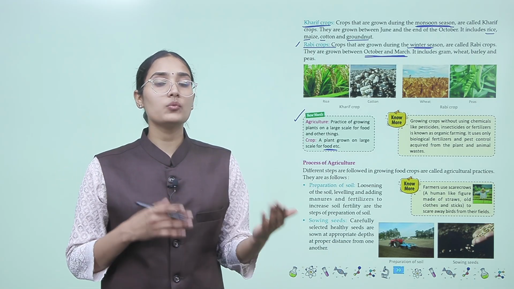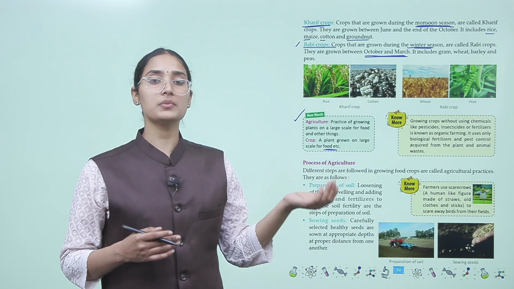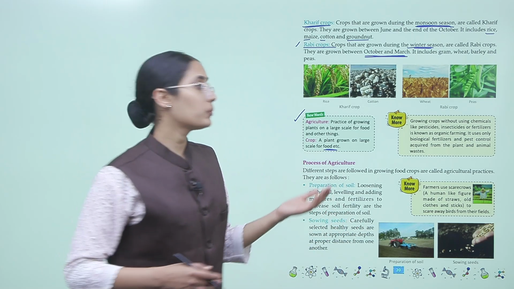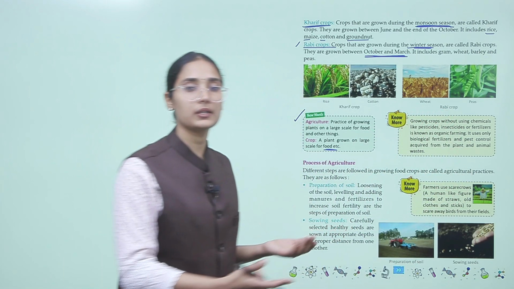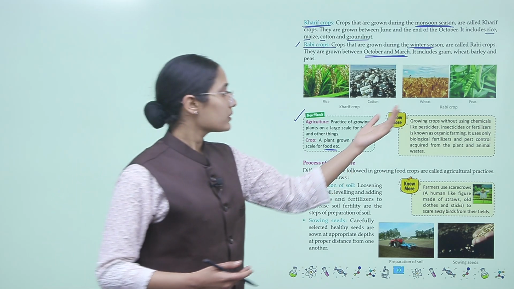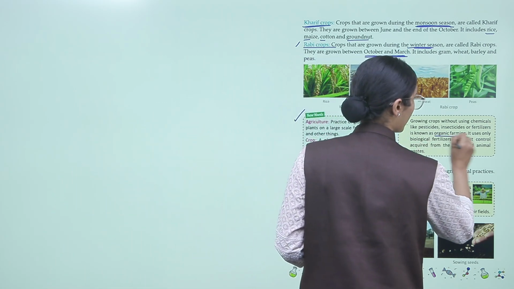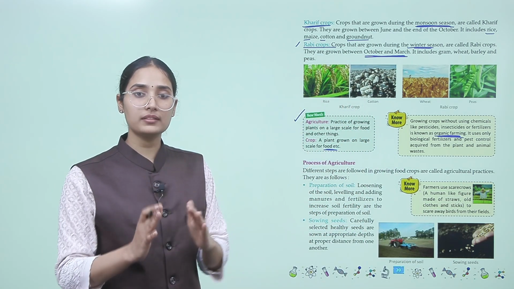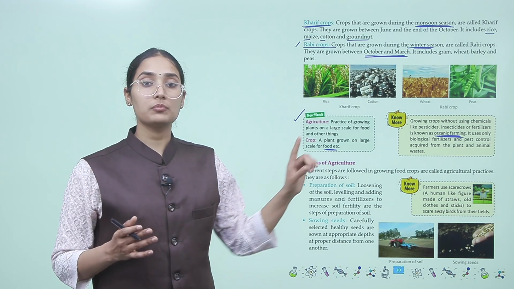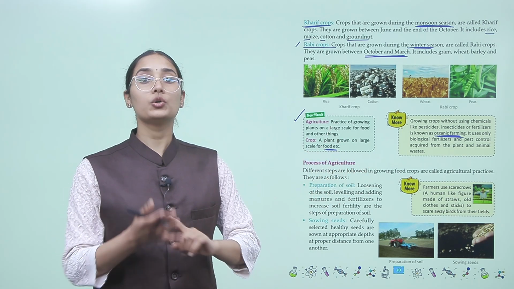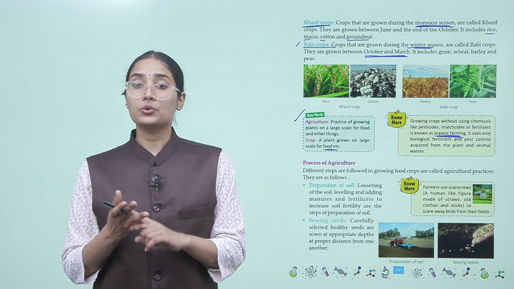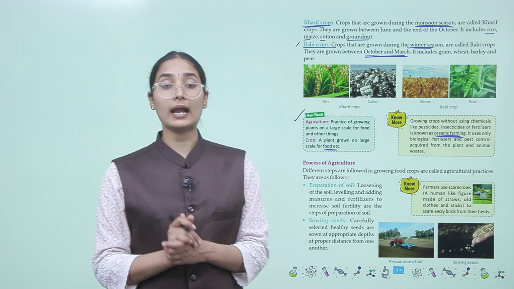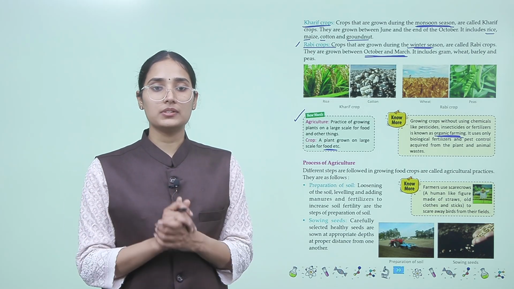So, students, there are multiple ways by which farmers grow these crops, okay. There could be natural methods, or they might put chemicals into it, right. There is one way which is called organic farming, where the crops are grown using only natural methods, which means farmers who do organic farming don't use pesticides, don't use insecticides, do not use fertilizers, only biological fertilizers, right, and waste from plants and animals, all right.